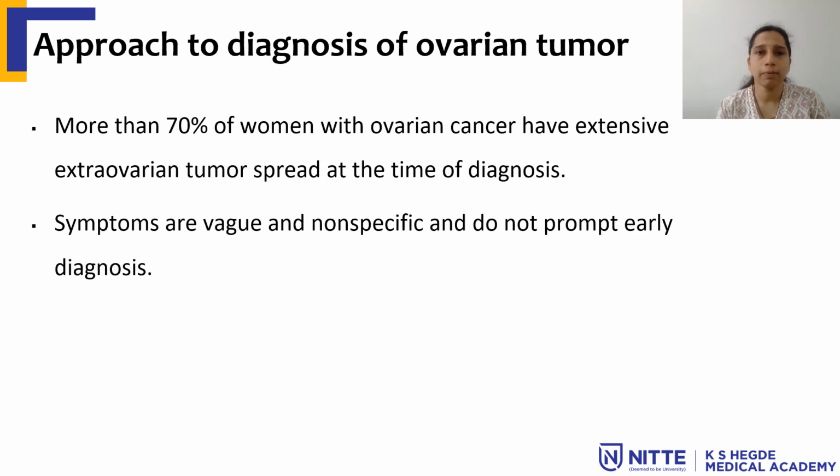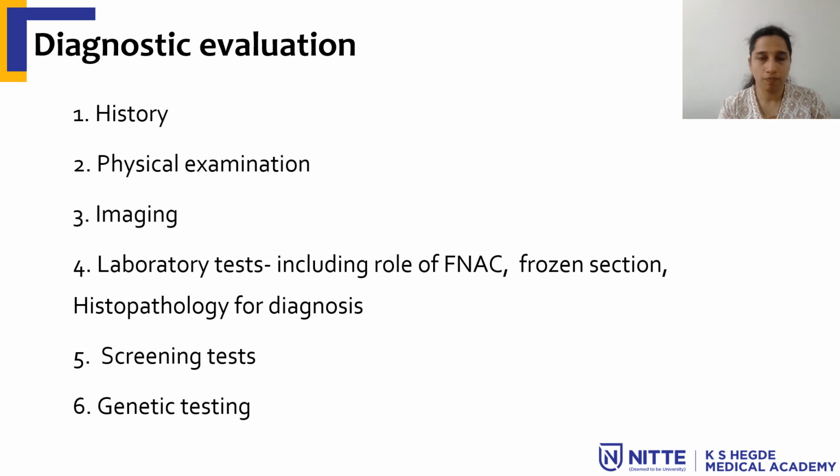So more than 70% of ovarian cancers have extensive extra ovarian tumor spread at the time of diagnosis. This is mainly because the symptoms of ovarian tumors are very vague and non-specific, and they do not prompt early diagnosis. So whenever we are evaluating a case, we have to go in a stepwise manner.